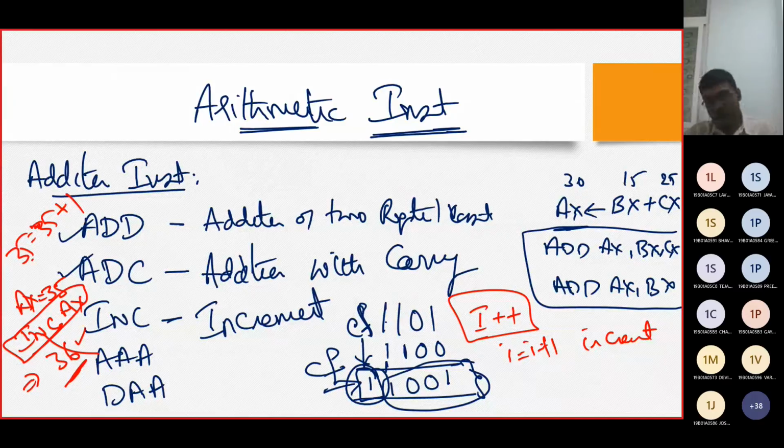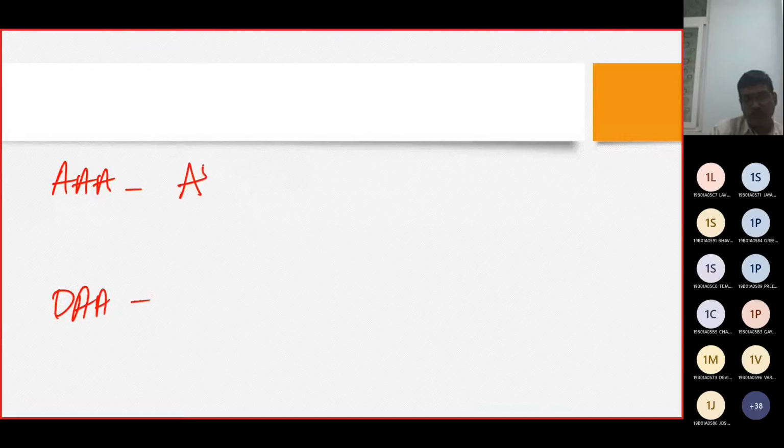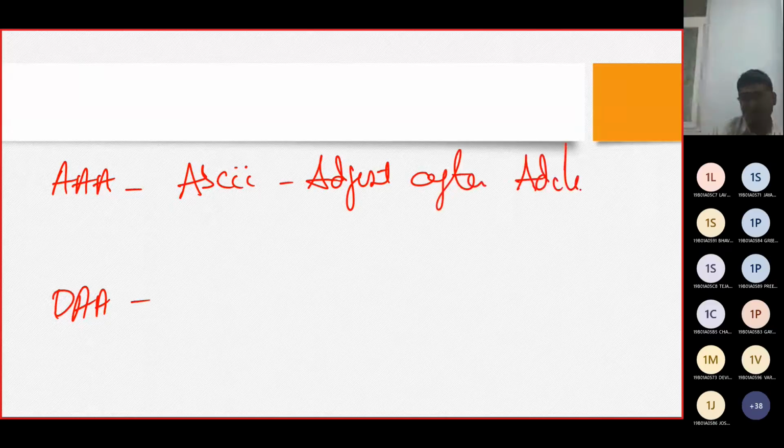The same thing is going to happen in the microprocessor also. So where is the increment operation used? I'm going to use a while loop, I'm going to use a for loop. I want to move from iteration to iteration, I want to increment my values. At that time, we'll be using the increment operation or the decrement operation. So this is all regarding the first 3 elements. Next comes AAA and DAA. So AAA stands for ASCII adjust after addition.